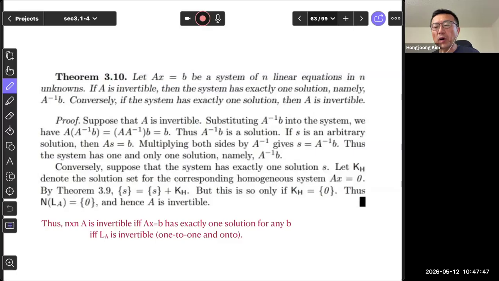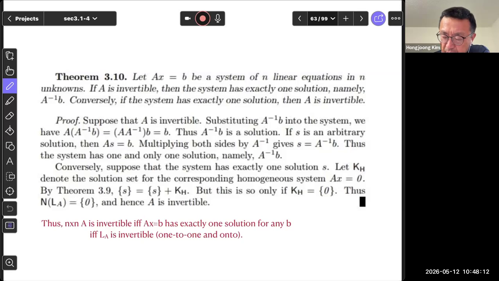Now, before I introduce how to find the solutions to the homogeneous problem or to the non-homogeneous problem, let us consider this theorem 3.10 that will be a basis for what we are going to do.